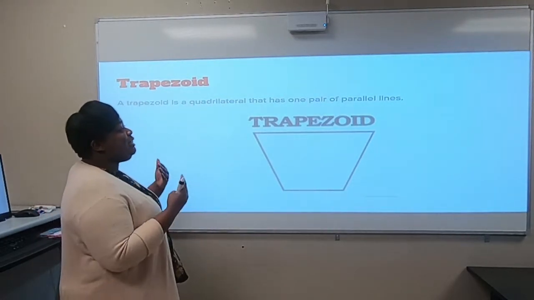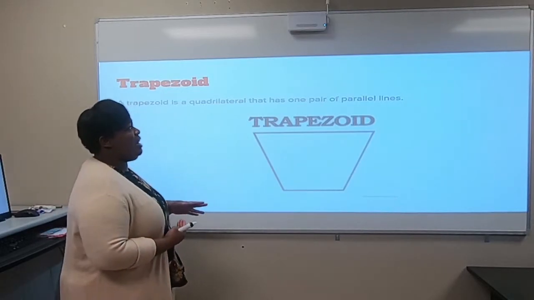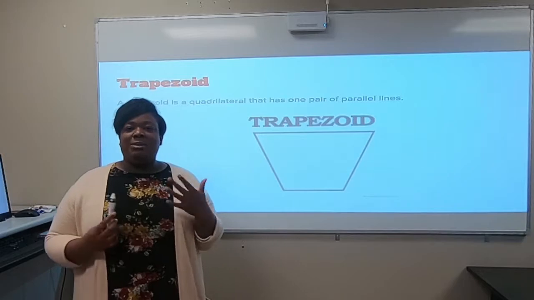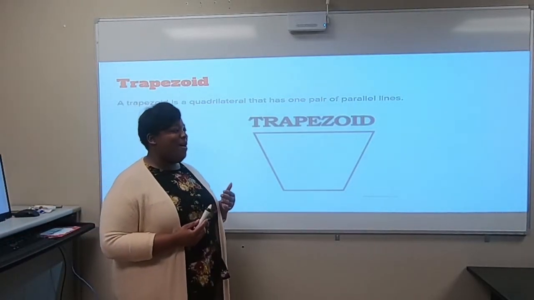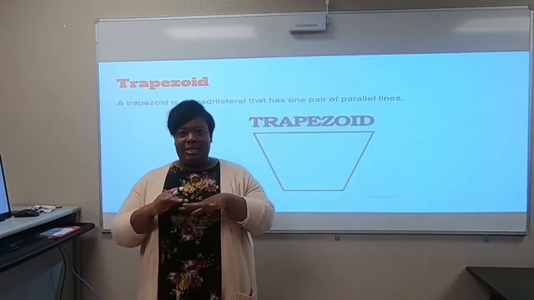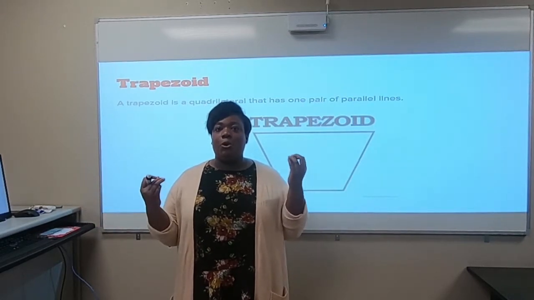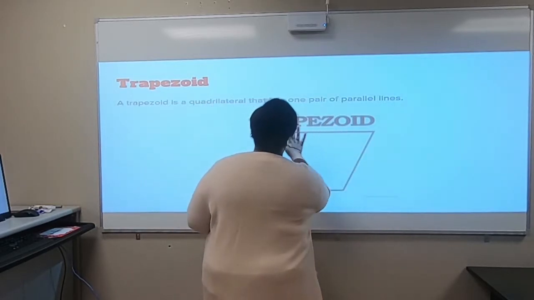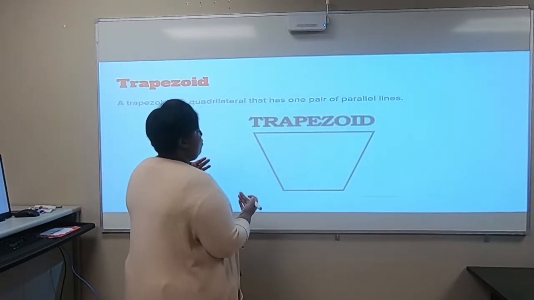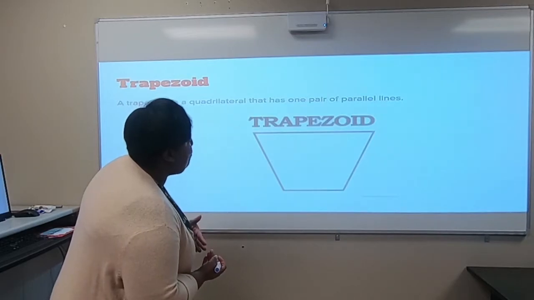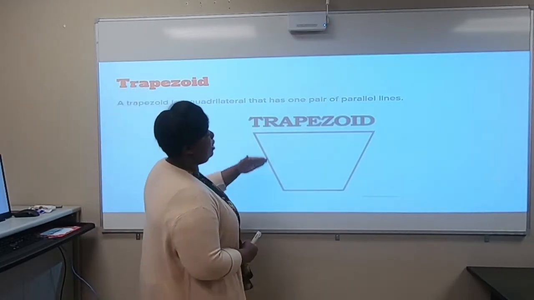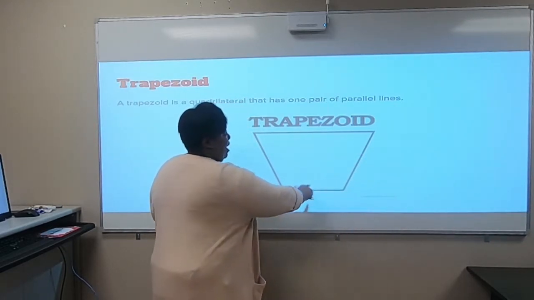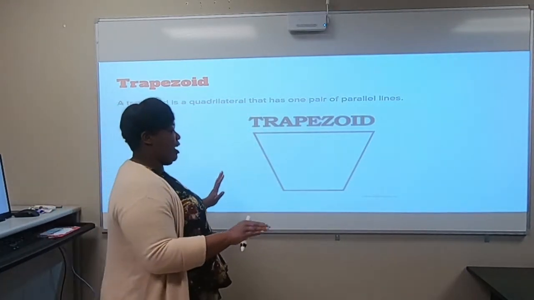Well, the only special thing about a trapezoid is it has 1 pair of parallel lines. When I'm talking about parallel, I'm talking about lines that if we were to continue those lines, they would never cross. So we know that we have 4 sides in this trapezoid, okay? So if we look at the lines, if we were to continue the top line and the bottom line, we will see that these lines will never cross no matter how far they go.